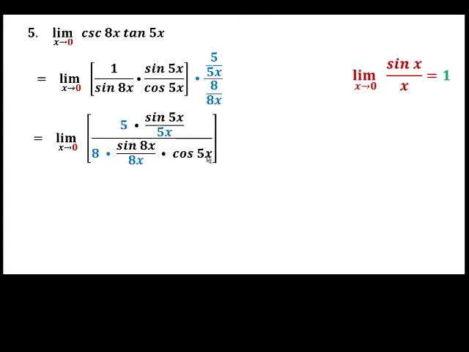And as x approaches 0, this becomes cosine of 0. While these fractions are equal to 1, and this cosine 0 is 1. So as we simplify and evaluate the limit, this becomes 5 over 8 times 1 times 1, or 5 over 8.